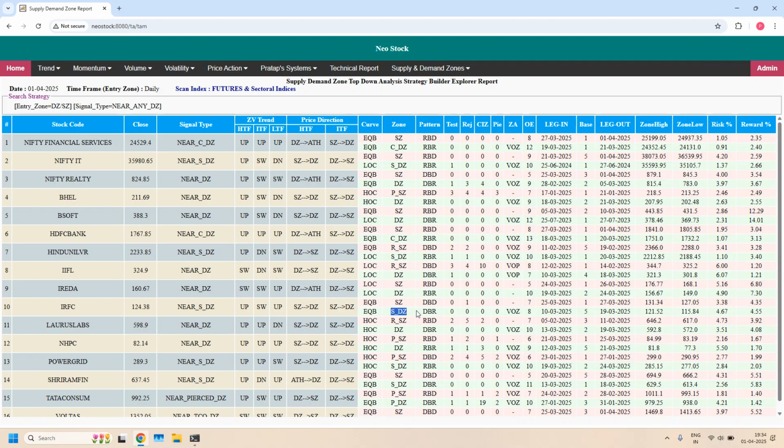Next one is IRFC having daily high liquidity zone. Next, Power Grid is having a daily high liquidity daily demand zone.